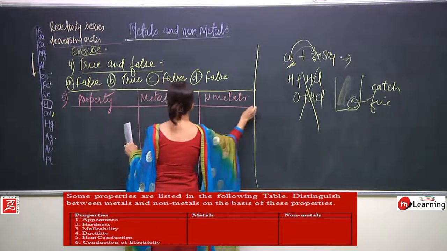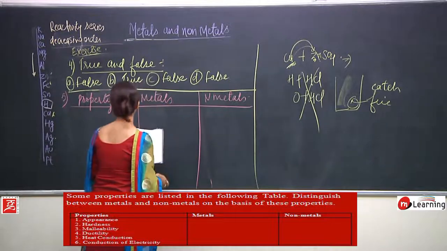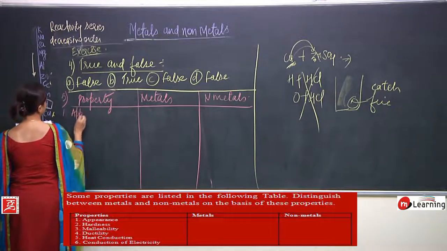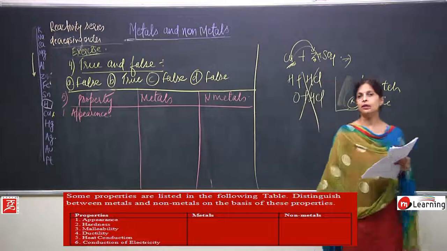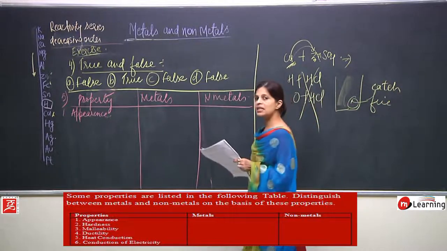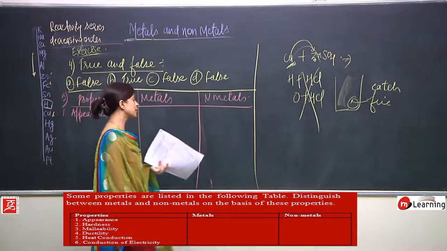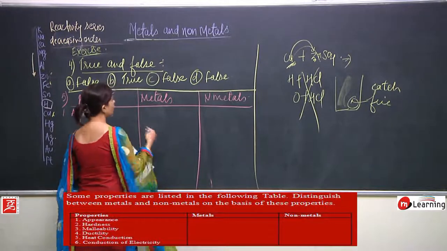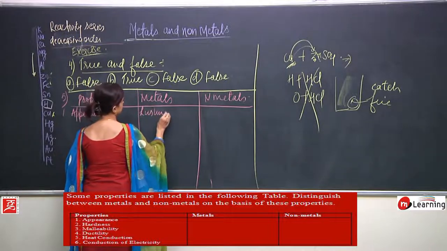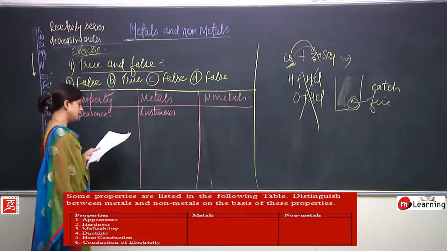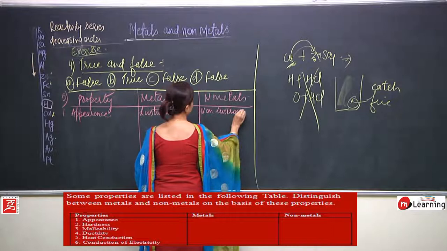Okay, so we are dealing with the fifth question, in which they themselves have given certain properties. First one they are talking about is appearance, meaning how these metals and non-metals look. We have discussed this just a few minutes before. So how do they look? Metals, are they dull or do they have shine? Obviously they have shine. How can we write shine? Shall we write that metals have shine? No, they are lustrous. And what about non-metals? They are non-lustrous and dull.